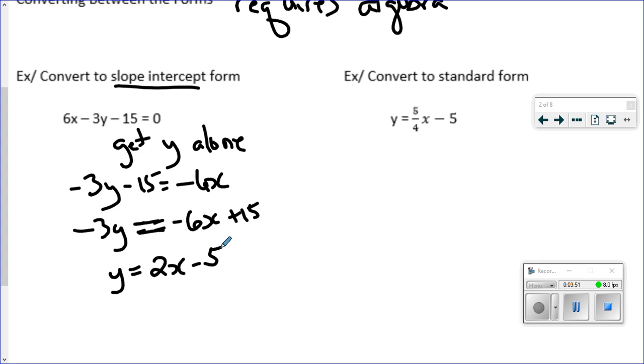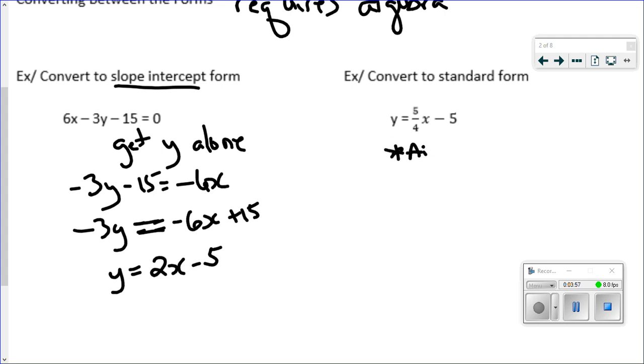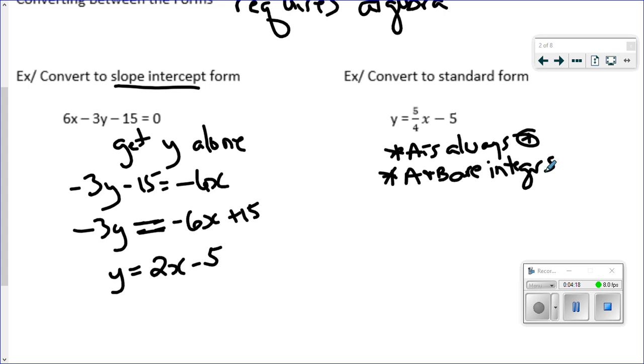Now, there are some rules to this. First rule is that a is always positive. And the second rule is that a and b must be integers. Now, if a is always positive, technically a isn't an integer, but let's not get that fussy. b can be positive or negative, so it is an integer. And what it means is that you're not allowed to have decimals or fractions.